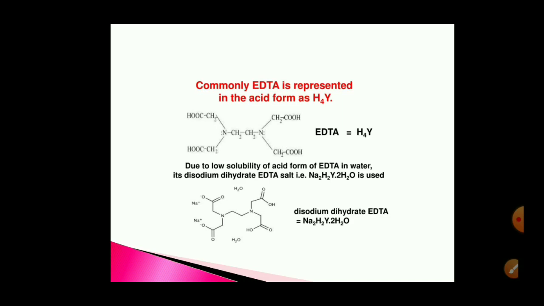Now, as mentioned in the first slide, we are going to use the disodium salt of EDTA. The reason is that EDTA is less soluble in water, and when we are using it in titration, we need the maximum solubility so that the quick reactions take place. And that's why the disodium salt of EDTA has been used.